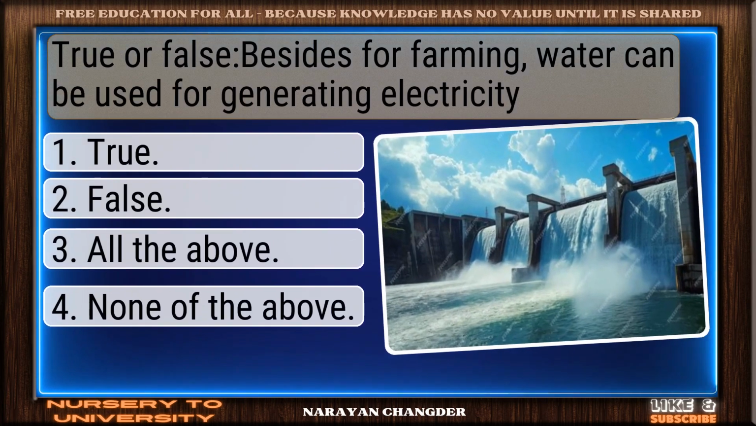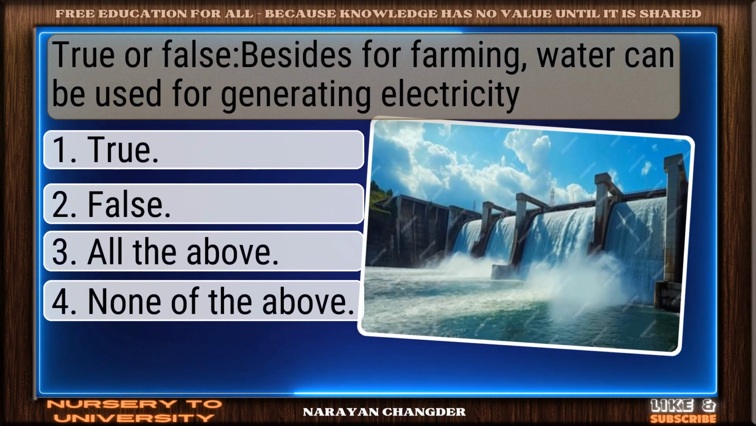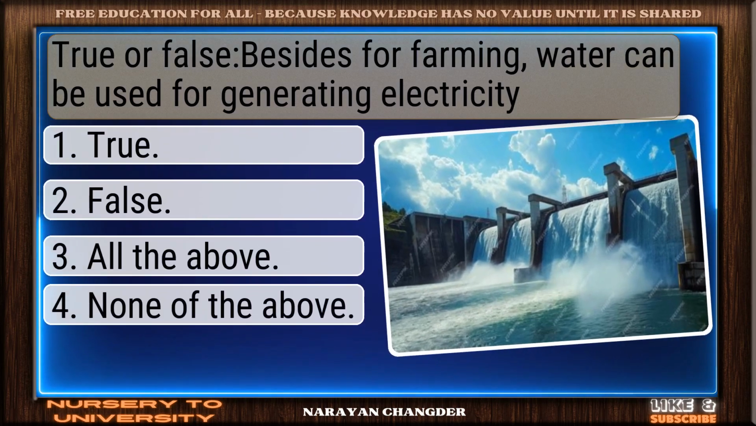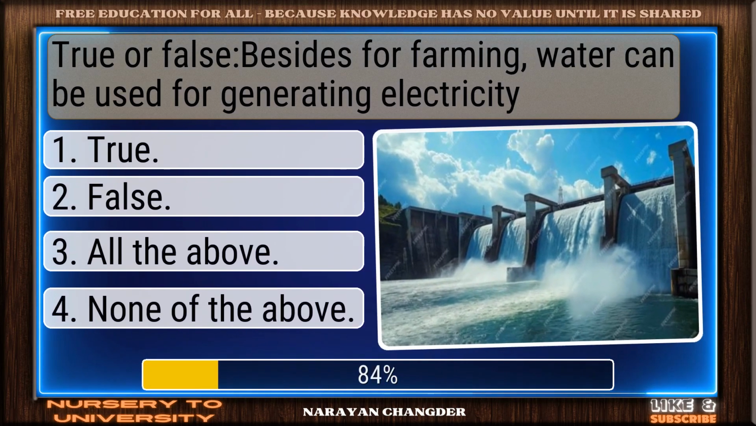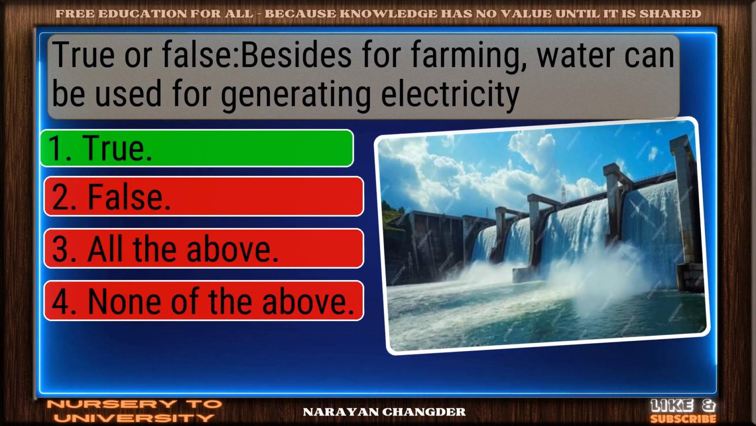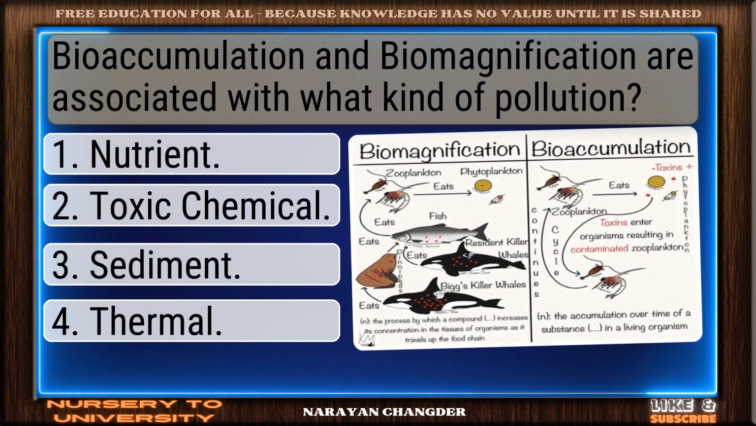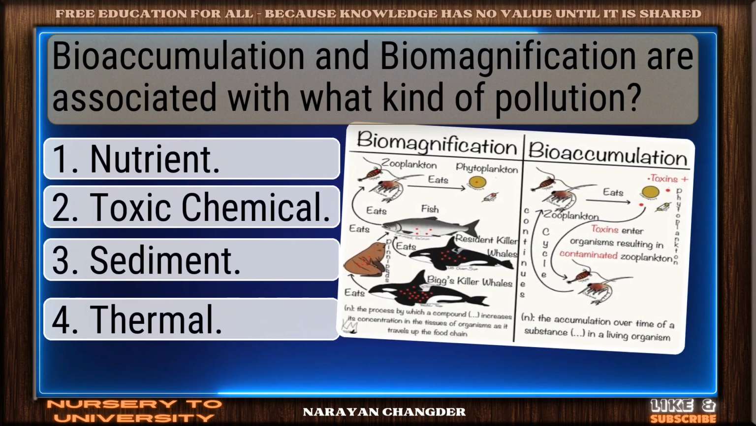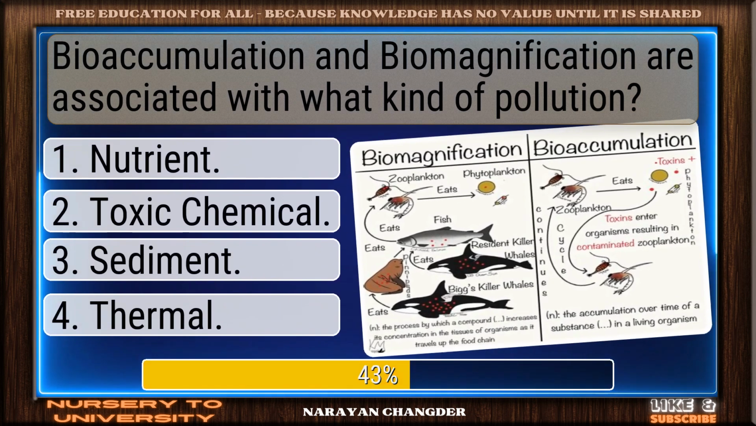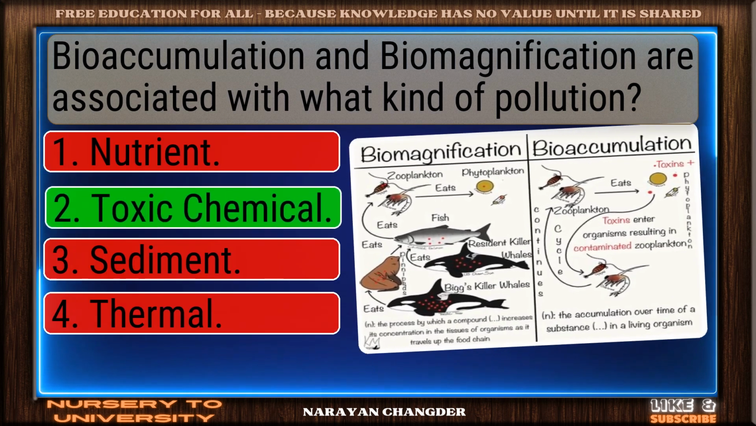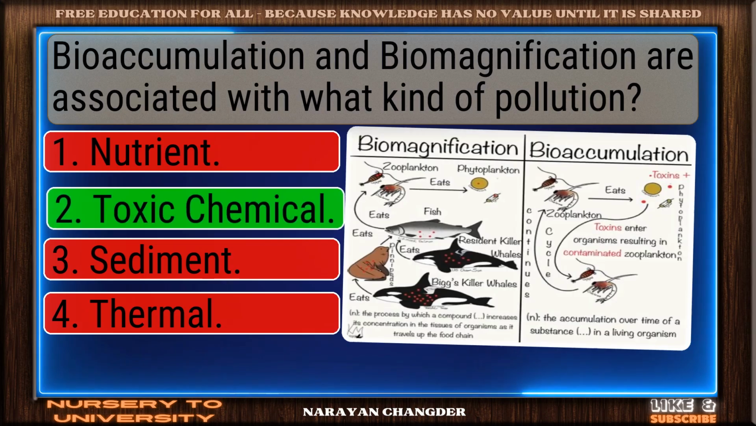True or false? Besides for farming, water can be used for generating electricity. Strong choice. True is right. Bioaccumulation and biomagnification are associated with what kind of pollution? Bravo. Toxic chemical is the answer.